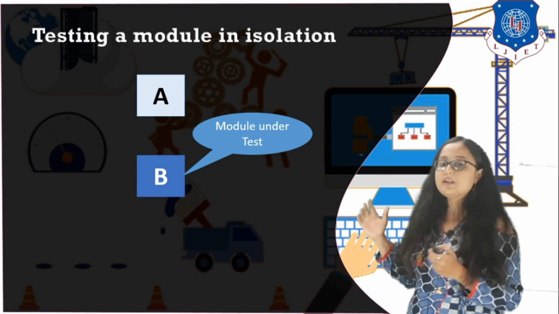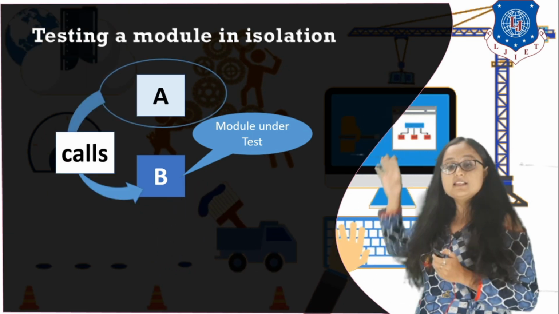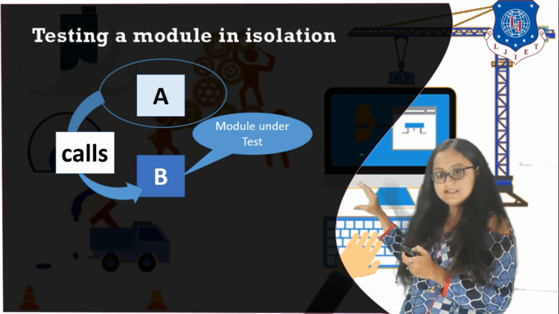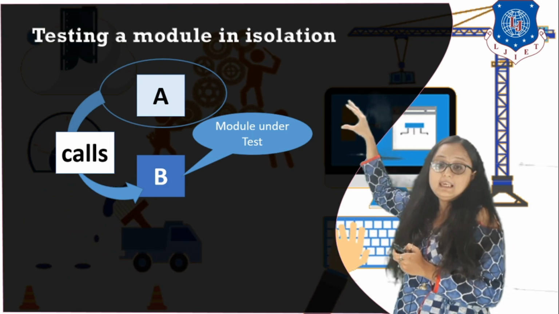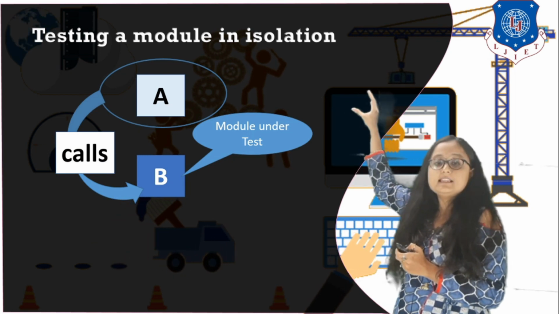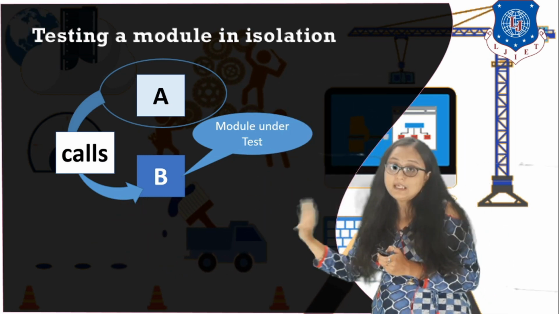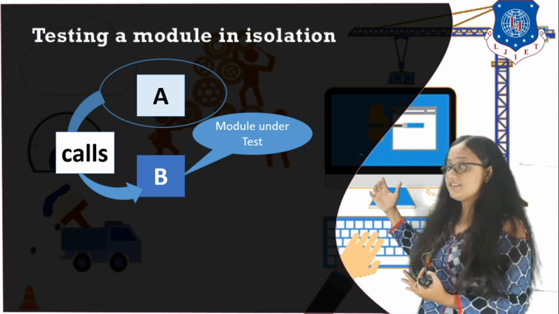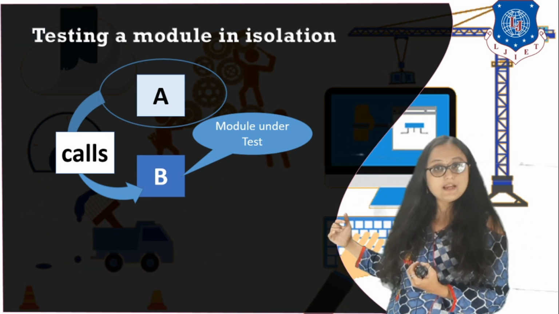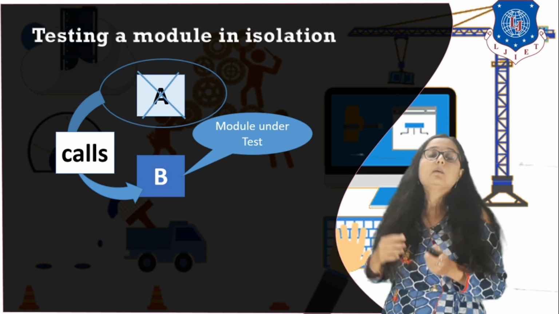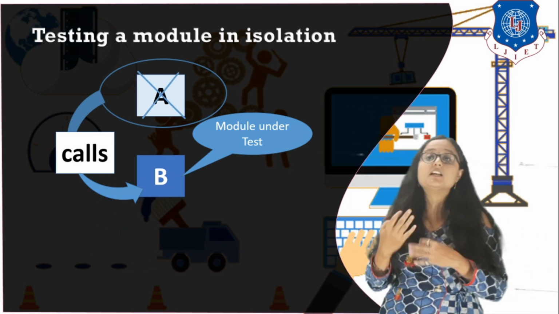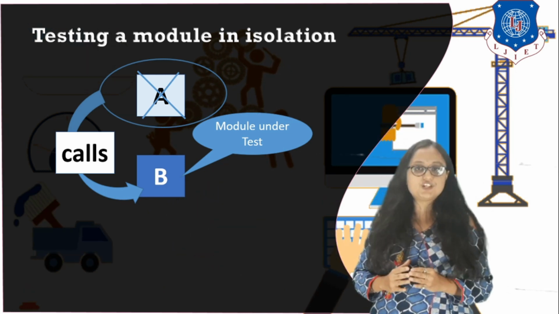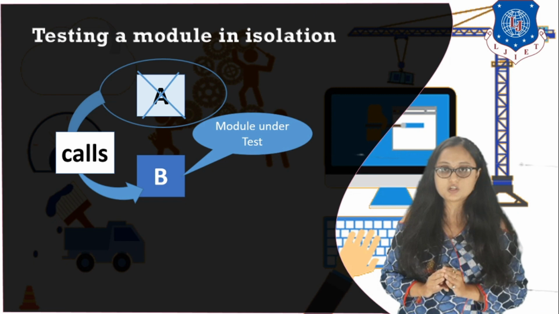But what happens? There is module A, and this module A is a higher level module than your module B. So B is a lower level module and A is a higher level module, and you can see that A is basically calling your module B. Okay, so there will be some data which is exchanged between A and B, right? Now, module A is being constructed by some other developer, and this is still under construction. It is not fully developed, right?